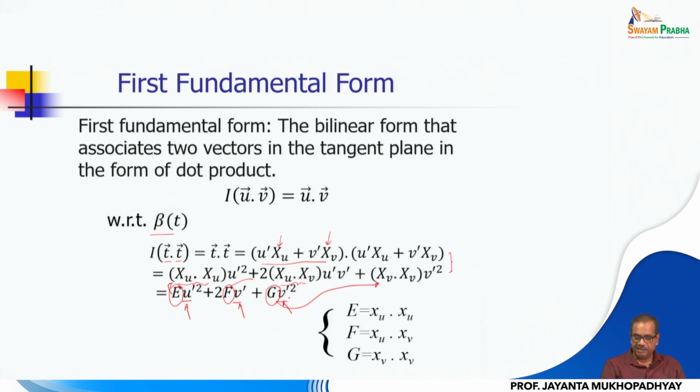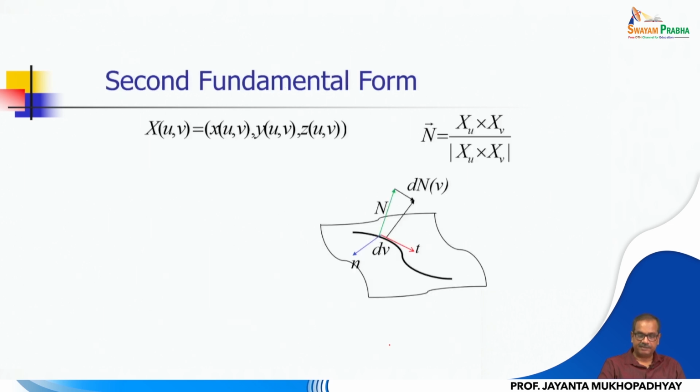So the definition of E and F is once again given, and these three coefficients help you in computing this first fundamental form efficiently. So it is basically measuring the magnitude of the tangent vector.